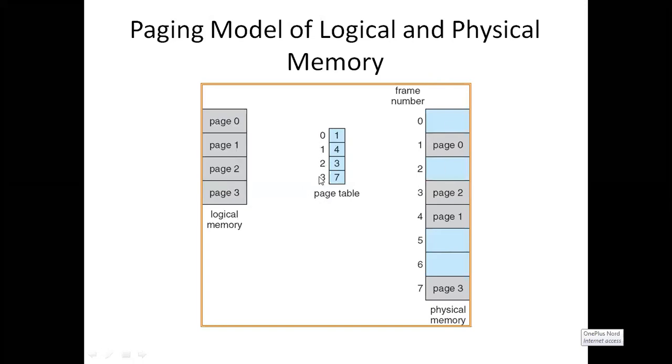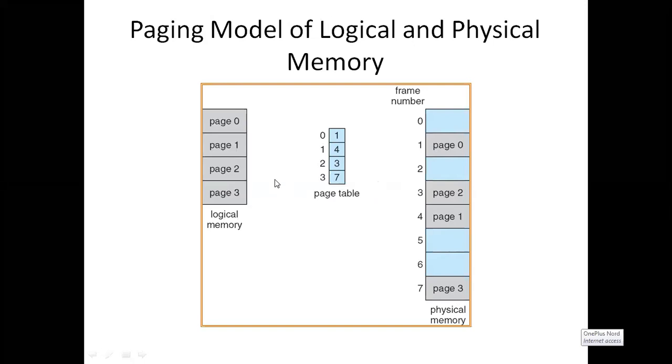This is the page number and these are the frame numbers. Page 0 is available in frame 1. Page 1 is available in frame 4. Page 2 is available in frame 3. Page 3 is available in frame 7.